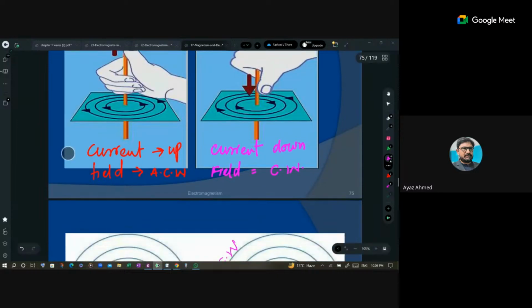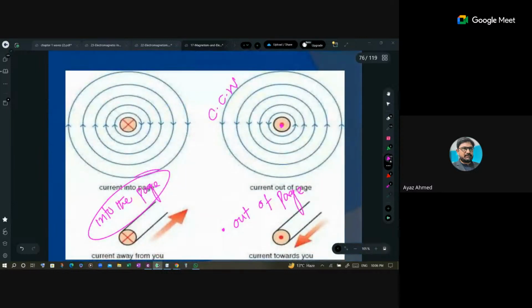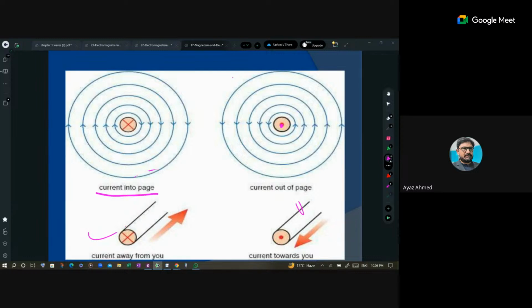Similarly, if the current is into the page, a cross shows into the page, and a dot shows out of the page. So now point your thumb towards yourself for this one. For this one, current is out of the page. It means the curling of our fingers would be pointing this way.